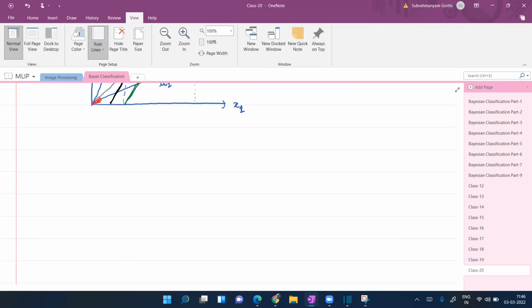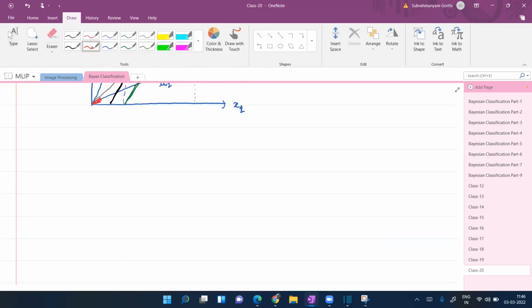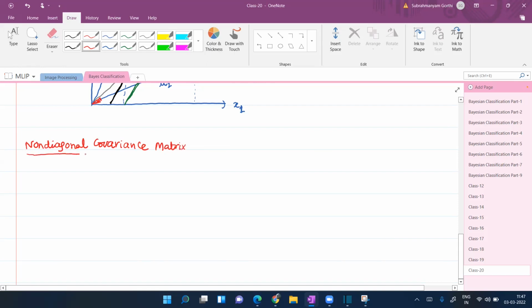Now what I'm going to do is for a non-diagonal covariance matrix. This is what I would do now.